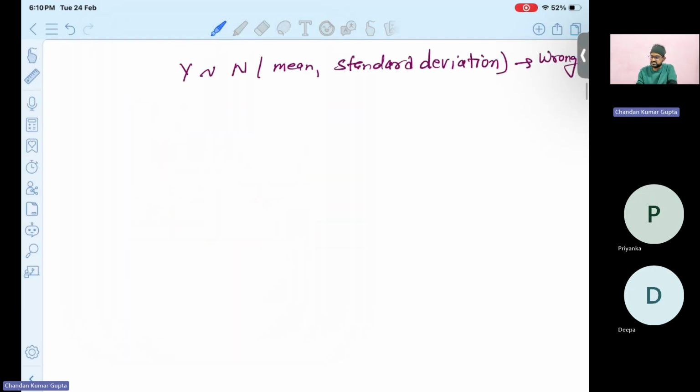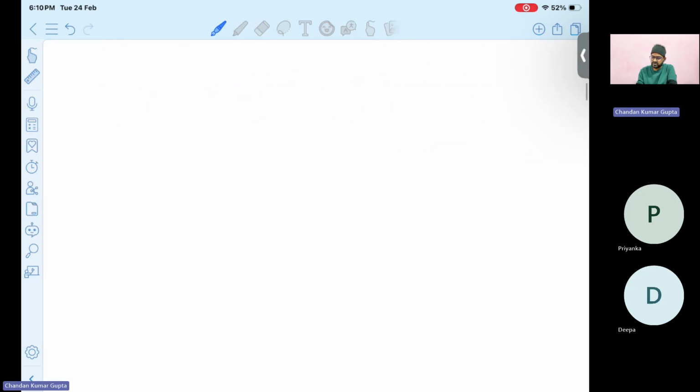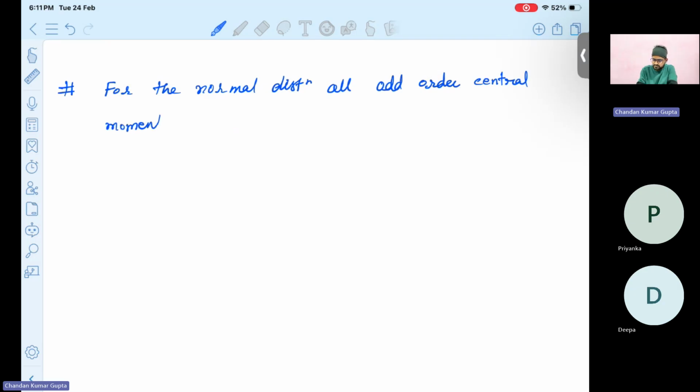Expectation and variance are already written here. Okay, there is one more note actually. All the odd order central moments are zero for the normal distribution. Like for the normal distribution, all odd order central moments is zero. Okay, all odd order central moments are zero, and even order has also some particular form actually.